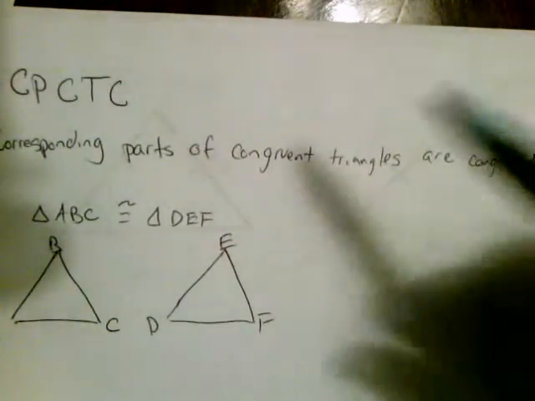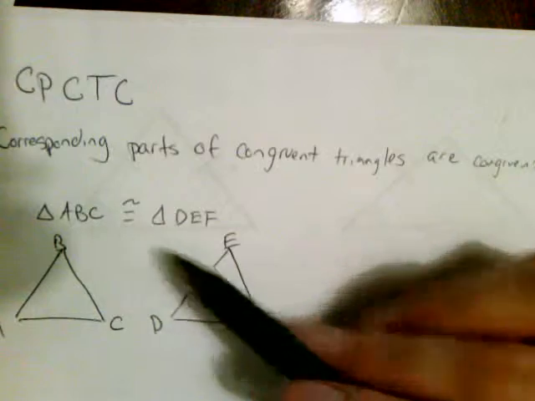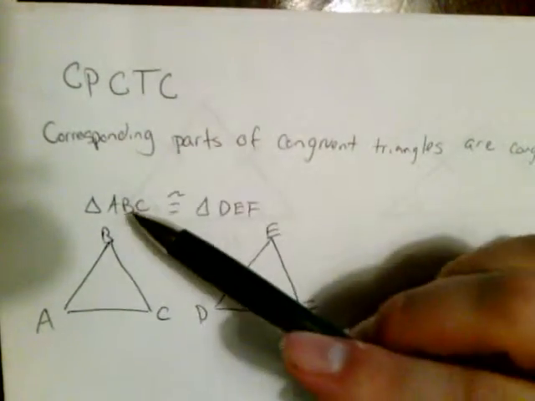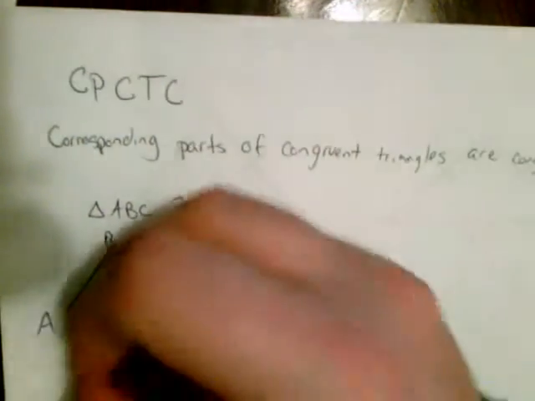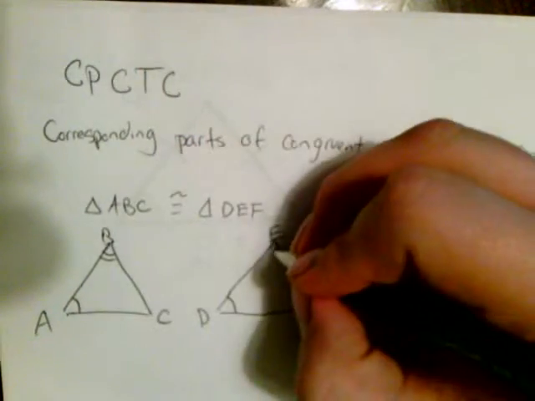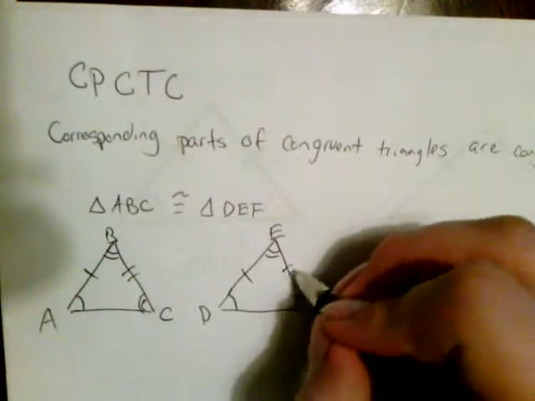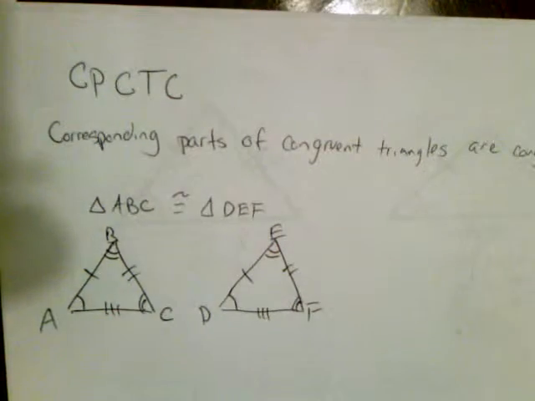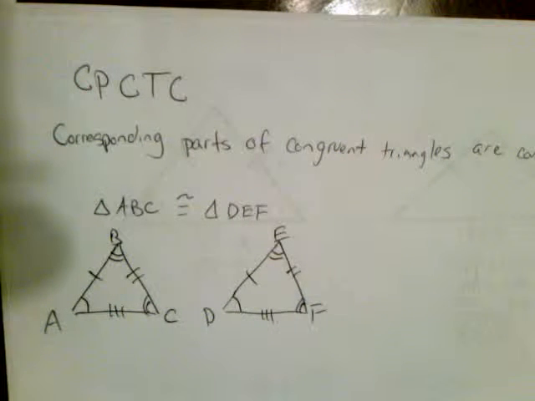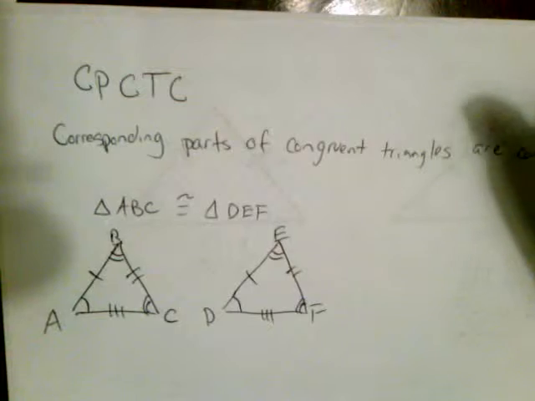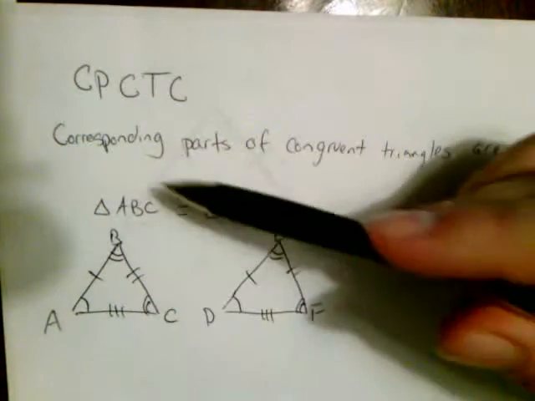What that means is if two triangles are congruent to each other, like ABC and DEF, then their corresponding parts are also congruent. Like A would be congruent to D, B would be congruent to E, C would be congruent to F, and then AB is congruent to DE, BC is congruent to EF, and AC is congruent to DF. So that's what corresponding parts of congruent triangles are congruent means. Once we've proven something is congruent by using either side, side, side, side, angle, side, or angle, angle, side, we can prove that any other part of that triangle is congruent to the other triangle by just saying CPCTC.